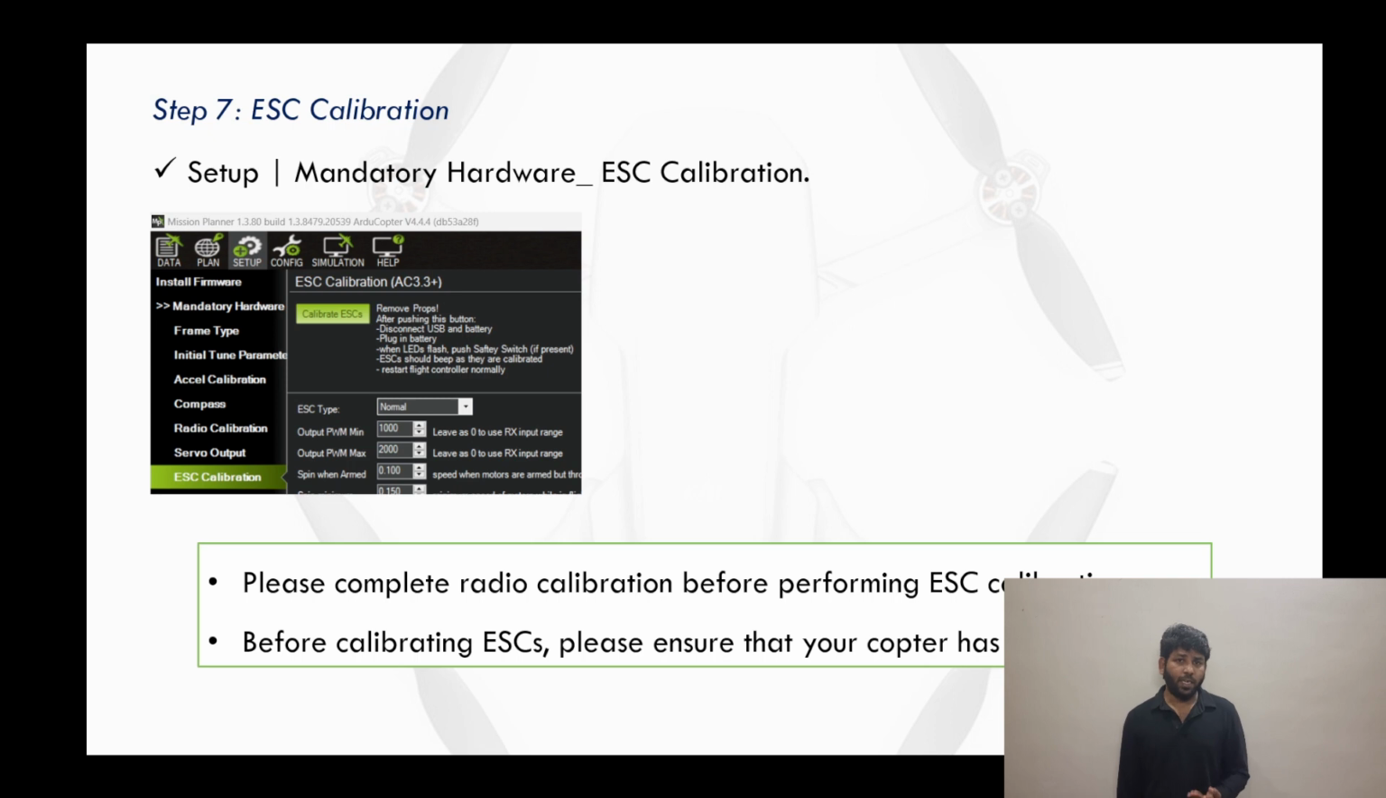Then disconnect the USB and battery connection. Then after 3 seconds, plug in the battery. Then push the safety button to initiate the calibration. After that, the ESC should emit a series of beeps. It indicates successful calibration. Then finally, restart the flight controller.